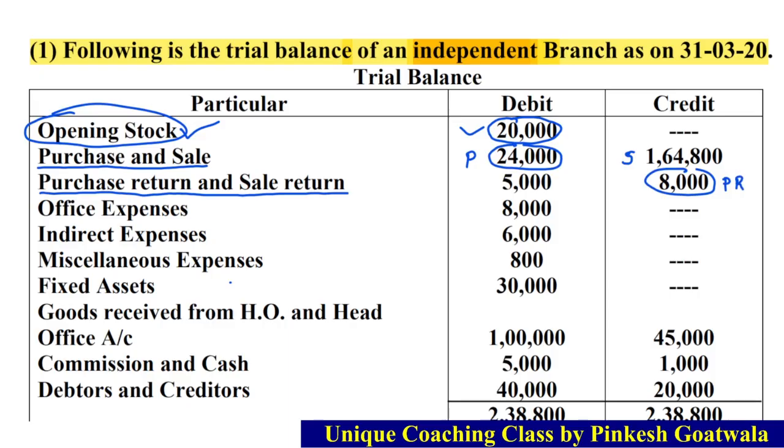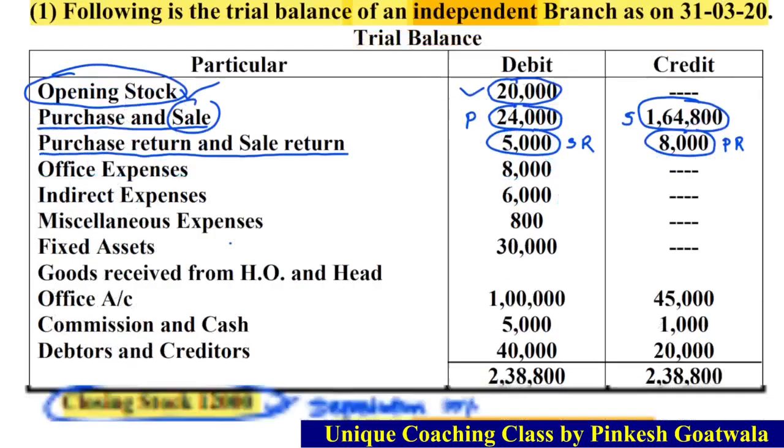Let me write purchase return in short. And remember, sell always has a credit balance. What balance does sell have? Credit. So sell return would always be debit. It's a sell return. Clear? This is basic knowledge, you should know it. Purchase is always debit and sell is always credit, so the return will be the opposite. Now purchase and purchase return, sell and sell return.